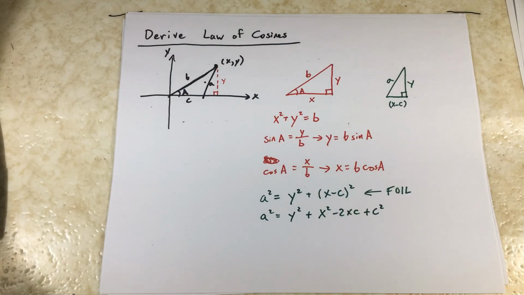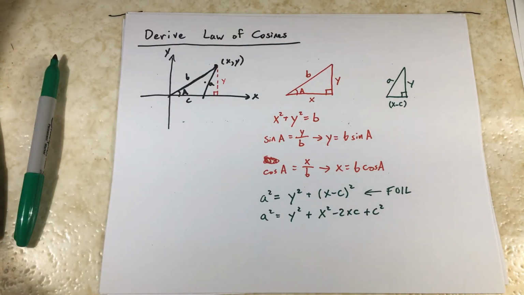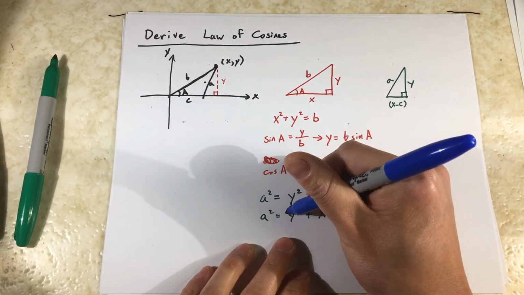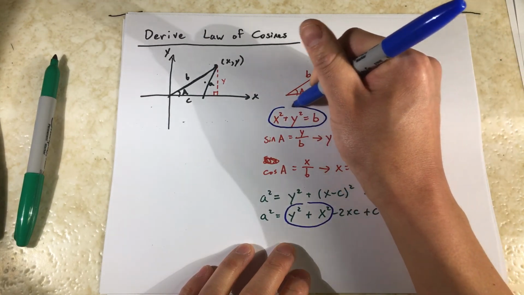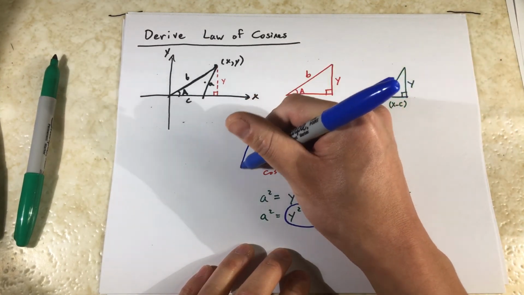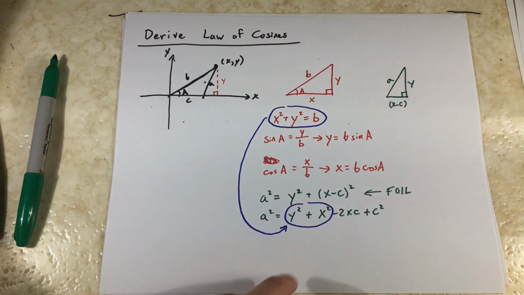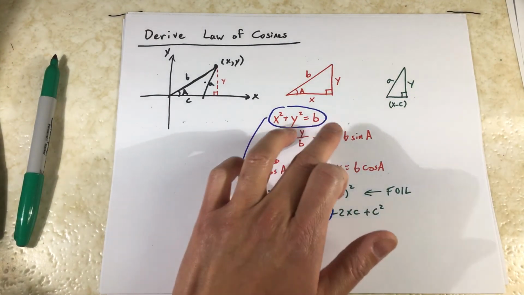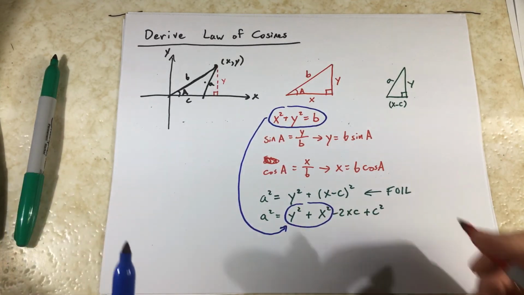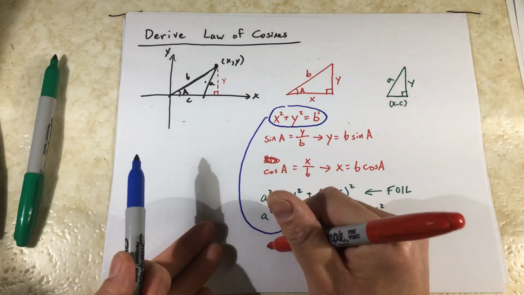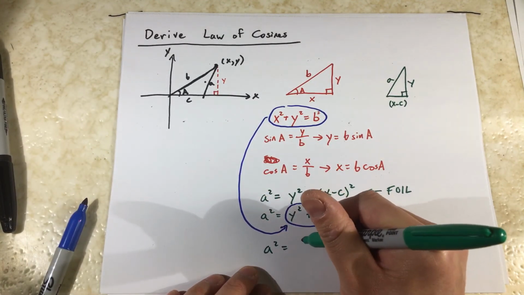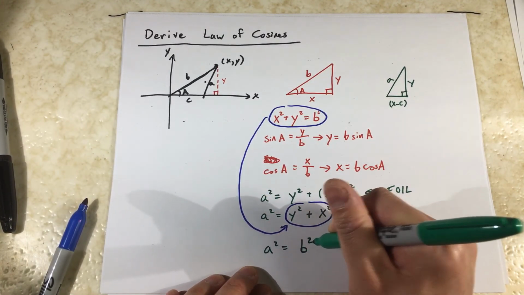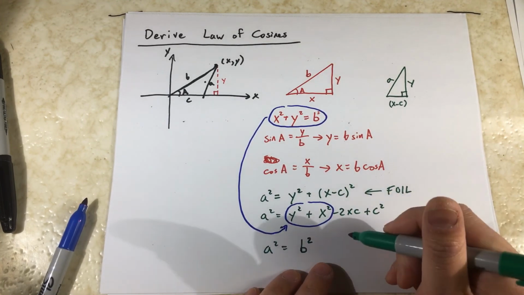Now, this is where we're going to kind of simplify some stuff. So what we're going to do is right here, x squared plus y squared, if I connect this and this, that x squared plus y squared should just be equal to b. Oh, I'm sorry, this is b squared. So I get a squared equals, and this whole thing, x squared plus y squared, can be replaced with b squared.